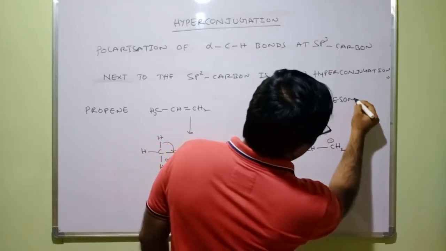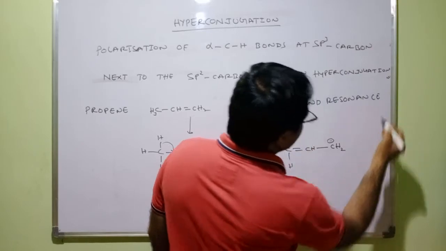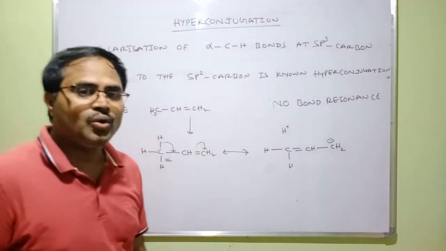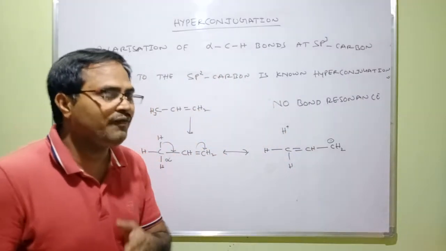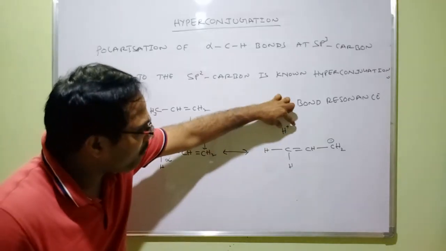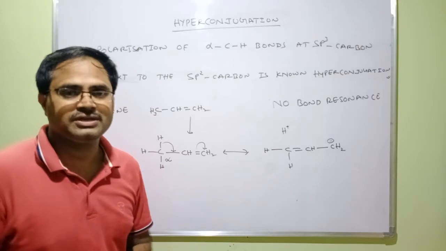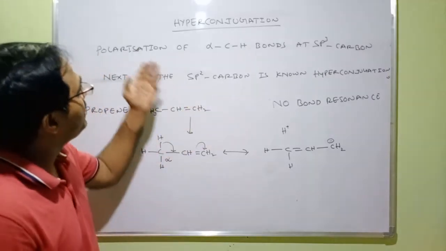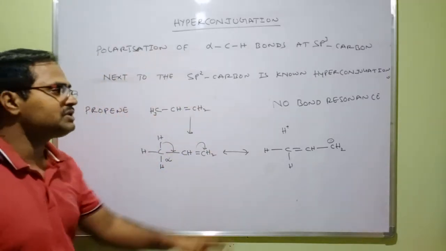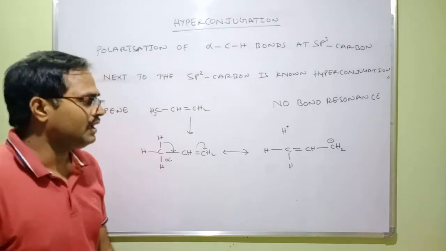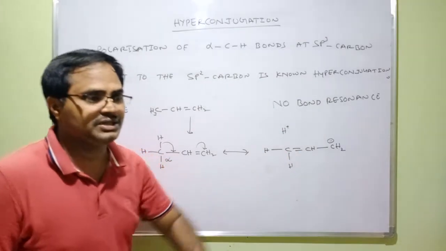Hyperconjugation is also known as no bond resonance because you don't find any bond between that hydrogen and carbon in the hyperconjugative structure. That's why hyperconjugation is also known as no bond resonance. And this is one hyperconjugative structure.